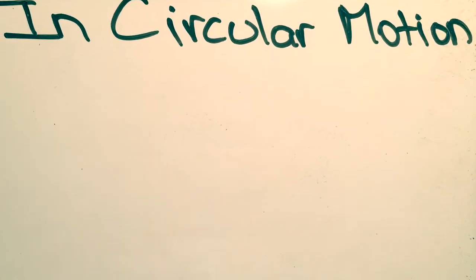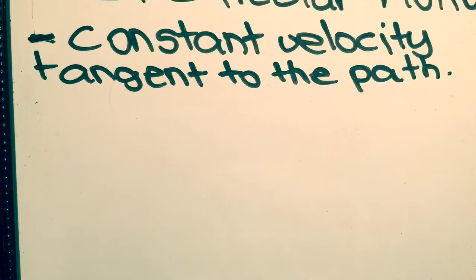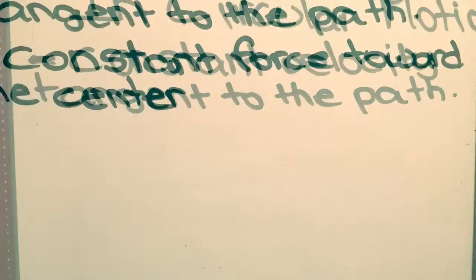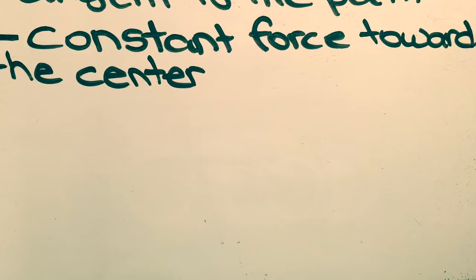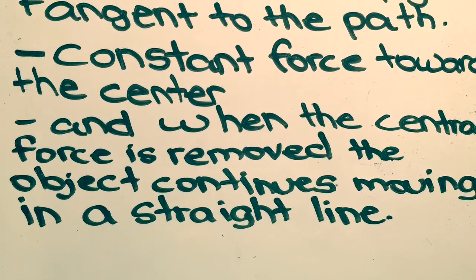In circular motion, there are three main points. There is always a constant velocity tangent to the path. There is a constant force towards the center. And when the central force is removed, the object continues to move in a straight line.